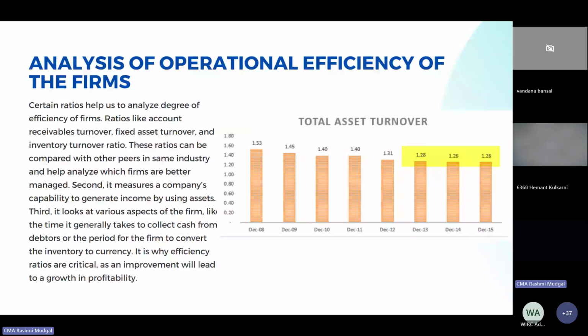Those ratios can be compared with other peers in the same industry, where we can see whether the industry is giving the same result or not. Okay, so these ratios are comparable and help analyze whether the firm is better managed. Second, it measures a company's capability to generate income by using assets. Third, it looks at various aspects of the firm.